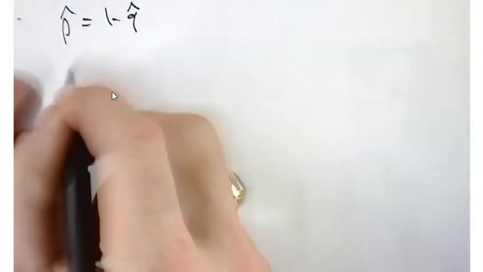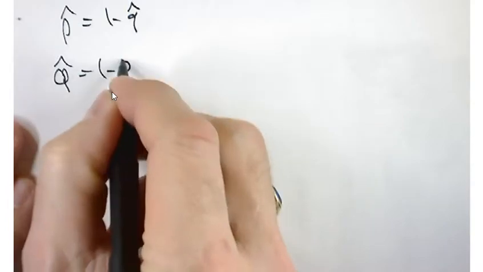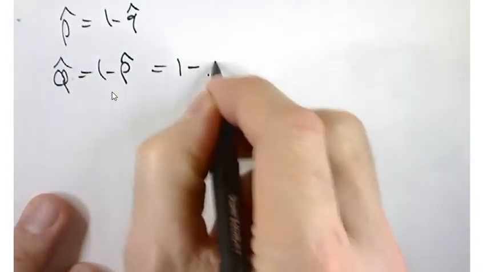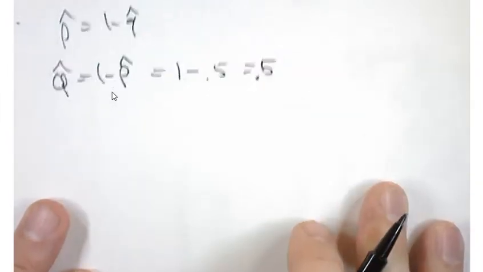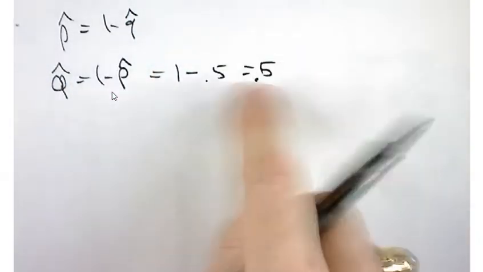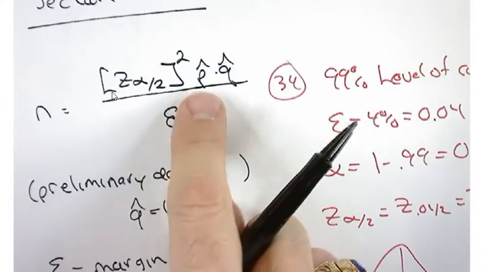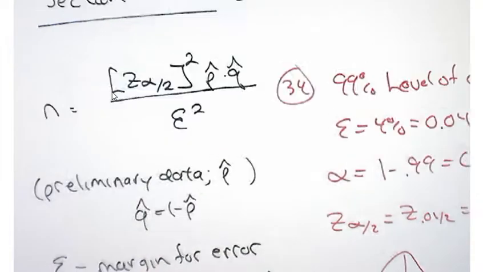Let me help you out here. P hat is 1 minus q hat, or q hat is 1 minus p hat. So if p hat is 0.5, then so is q hat. So if you make p hat and q hat both 0.5, then this becomes 0.25. 0.5 times 0.5 is 0.25. So that's the formula we're going to work with.